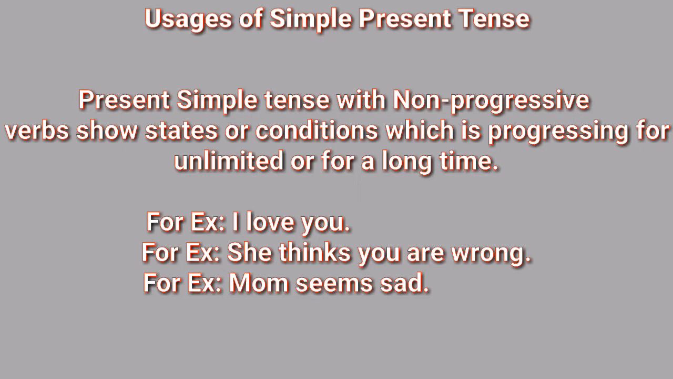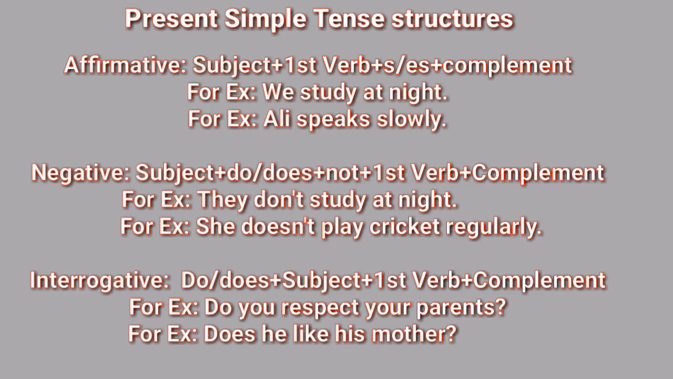Mom seems sad. Present simple tense structures. Subject plus first verb plus s or es plus complement. For example, we study at night. Ali speaks slowly. So guys, with singular subjects we use s or es.